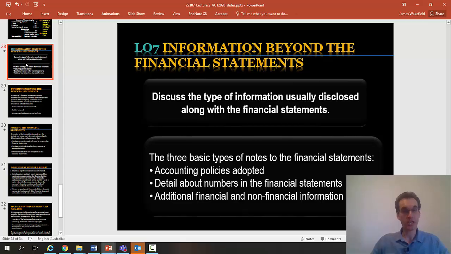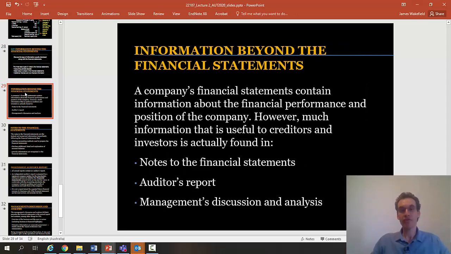So the final objective we have for today is learning objective number 7, information beyond the financial statements. Within annual reports, you'll be able to find information about a number of things that will help you better understand the financial performance and position of the organization, as well as critically evaluate the nature of that information. So the first thing that we're interested in looking at here is information beyond the statements.